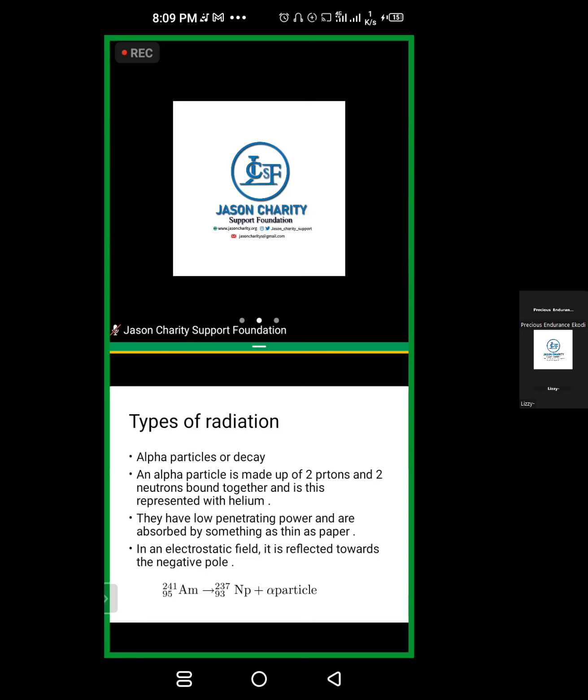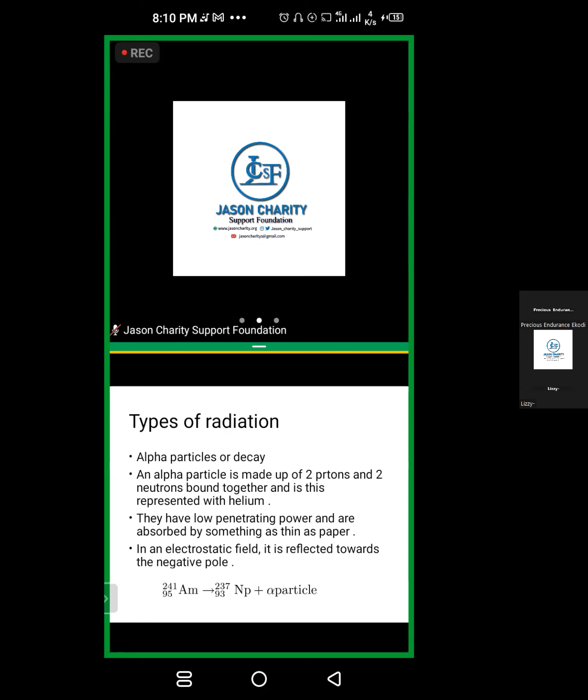Now, if you add 2 to 93, that will give you 95. And if you add 4 to 237, that will give you 241. So here, what happens is energy is given up, yes. There is a breakdown, yes. However, the alpha element or alpha particle is the one that takes the beat of this nucleus that has been broken down.